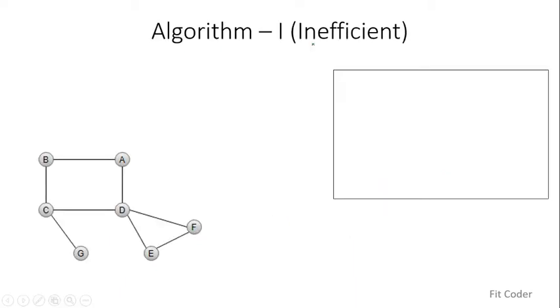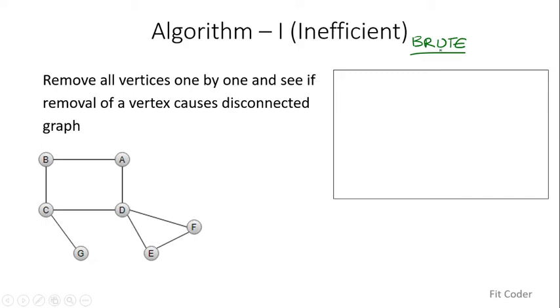So now let's find out the algorithms that are used to find articulation points. First we'll discuss the brute force algorithm. It is not very efficient as it takes a lot of time, but still it is good to know what this algorithm is. So basically what we do in this algorithm is we remove all vertices one by one and see if removal of that vertex causes a disconnected graph. First we'll remove any vertex. Let's say we remove vertex A and we remove the edges that are attached with it. And the rest of the graph is there. We do a BFS traversal on that graph and we check whether the graph is connected or not.